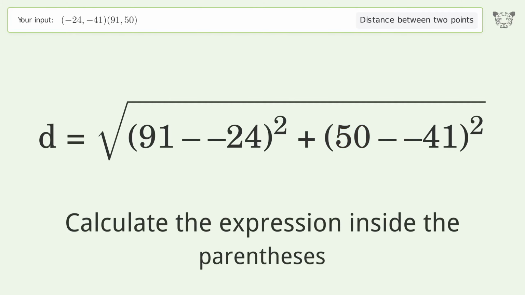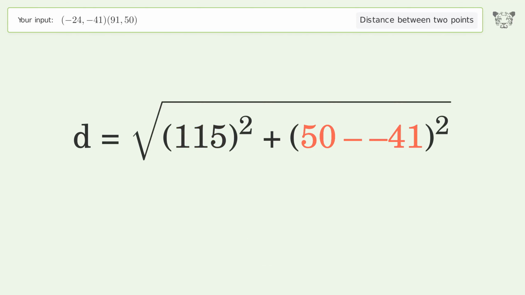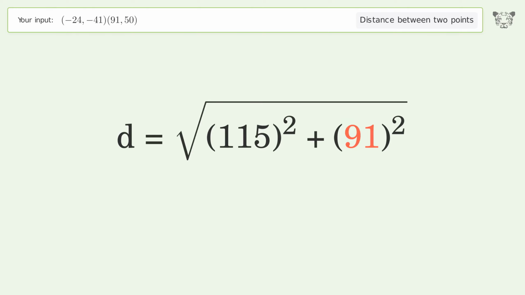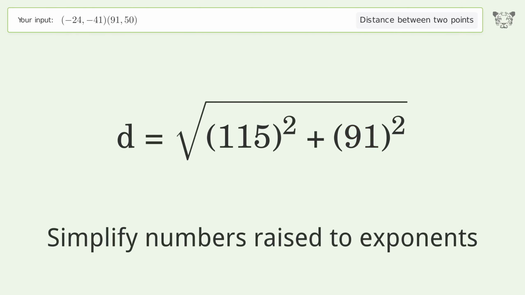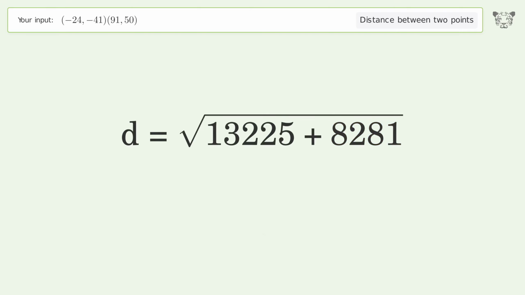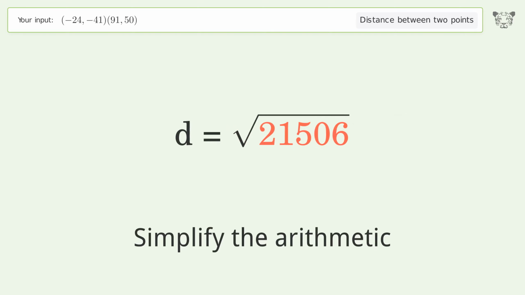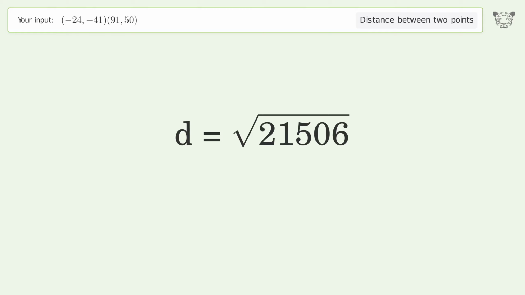Calculate the expression inside the parentheses. Simplify numbers raised to exponents. Simplify the arithmetic. And so the distance between the 2 points is the square root of 21,506, or 146.649.